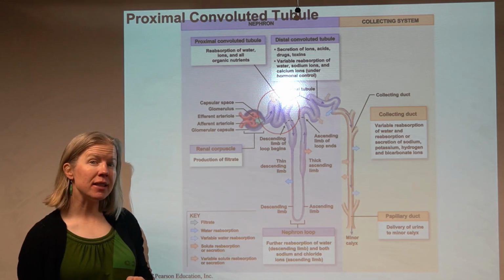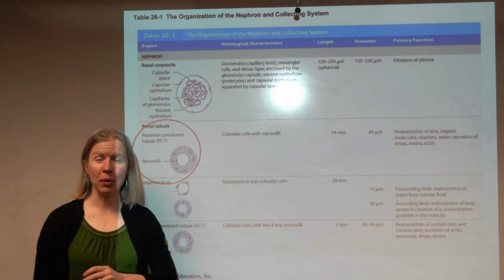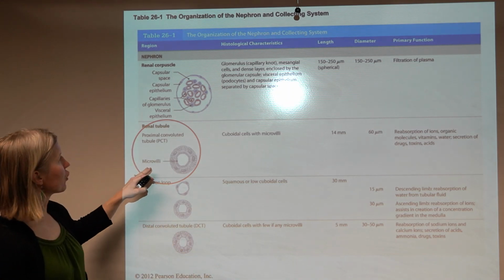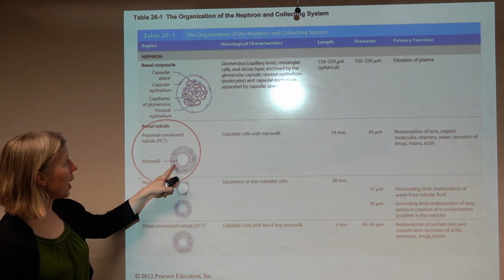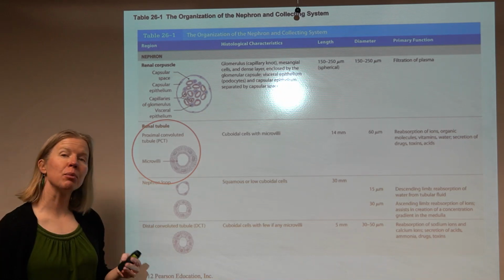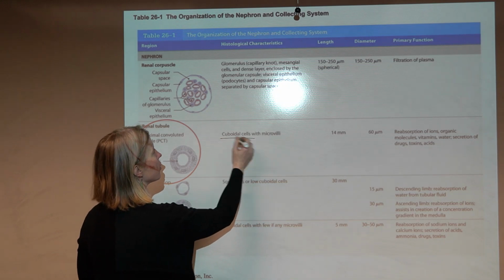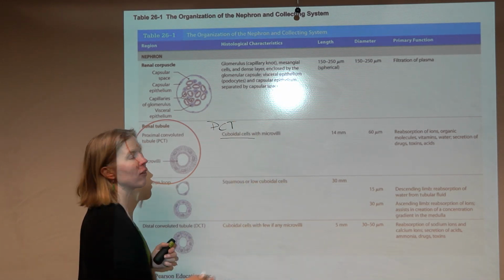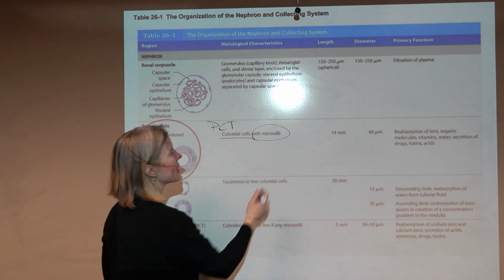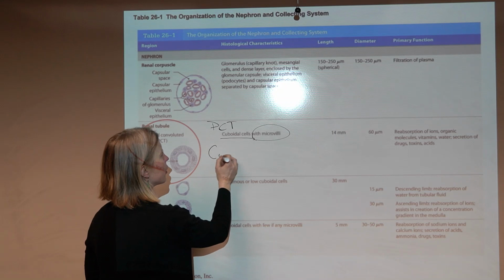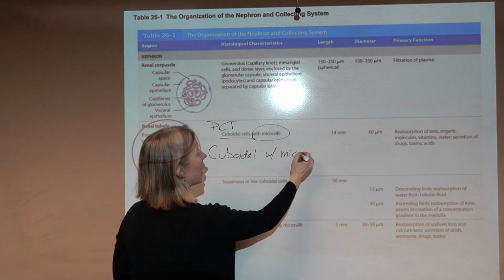Now, because the PCT is so interested in reabsorption, we see this function show up in our anatomy, in our structure. So if we look at the proximal convoluted tubule, notice a lot of this tubule structure, we actually see simple cuboidal cells. So in the PCT, it is in fact cuboidal cells, a simple cuboidal epithelium, and in this case, it actually has, you probably can't read that, microvilli.